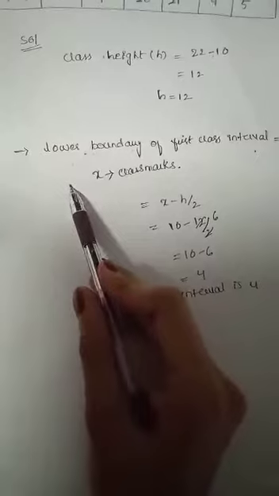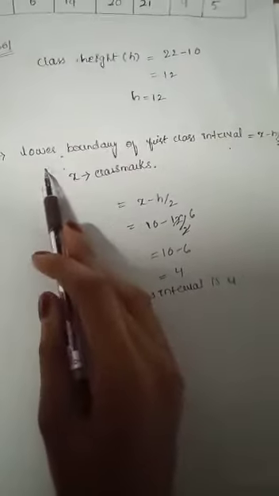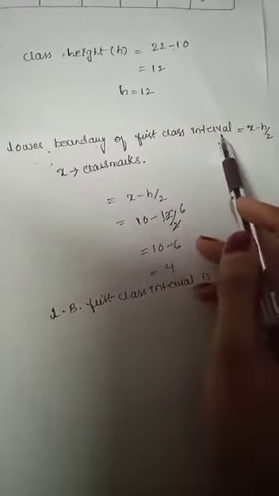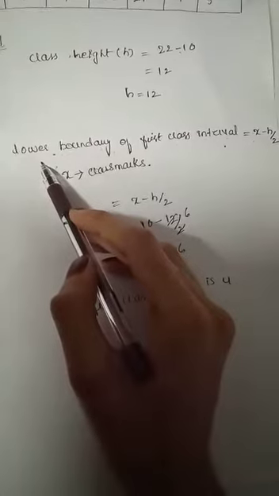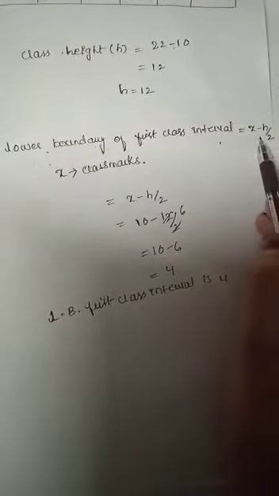नेक्स्ट क्या मालूम करना? अपर बाउंड्री मालूम करना. अपर बाउंड्री ऑफ फर्स्ट क्लास इंटरवल मालूम करना है तो यहाँ पर फॉर्मूला क्या है? x minus h by 2 is the lower boundary का फॉर्मूला है. तो अपर बाउंड्री का फॉर्मूला क्या रहता है, x plus h by 2.